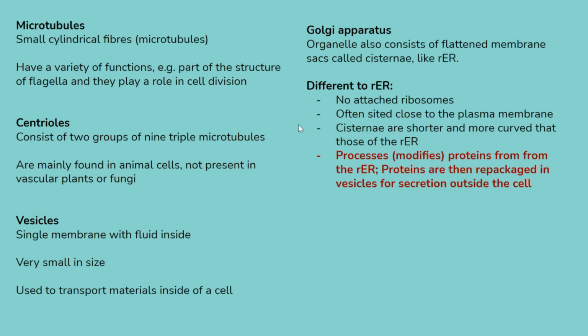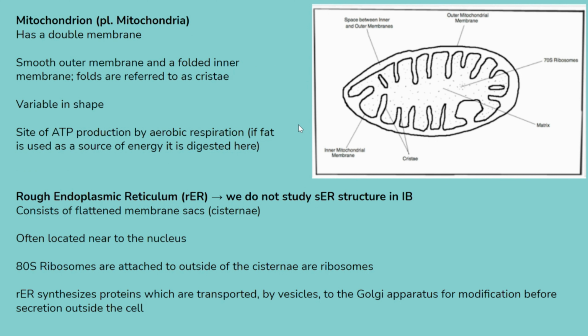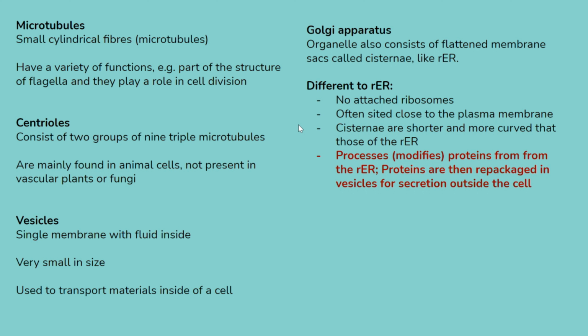Vesicles, as mentioned earlier, are a single membrane with fluid inside. They are very small in size, and they are a transporter. So they are used to transport materials inside a cell. As mentioned in the previous slide, your RER uses them to transport the protein that it synthesizes to the Golgi apparatus.